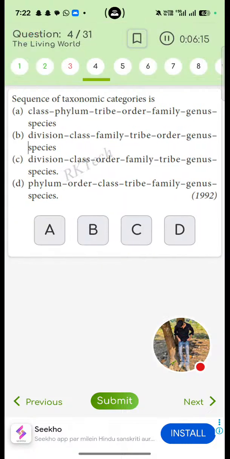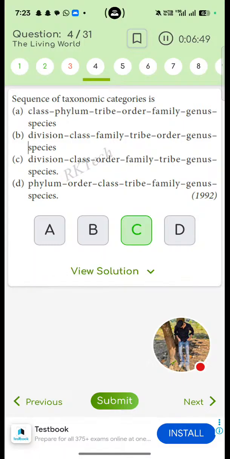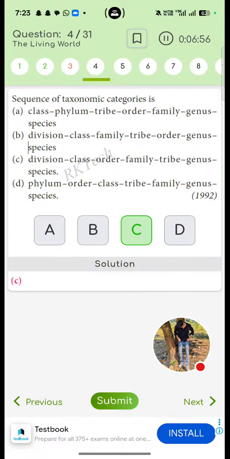Next. Sequence of taxonomic categories. According to me, the right answer is option C: division, class, order, family, tribe, genus, species.